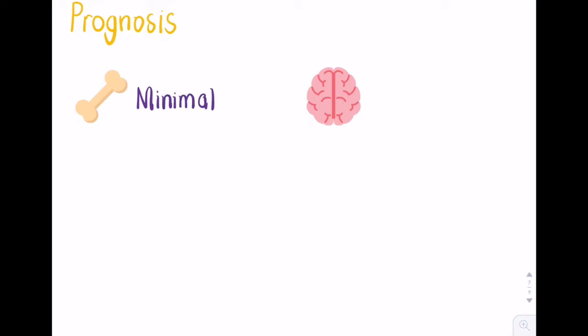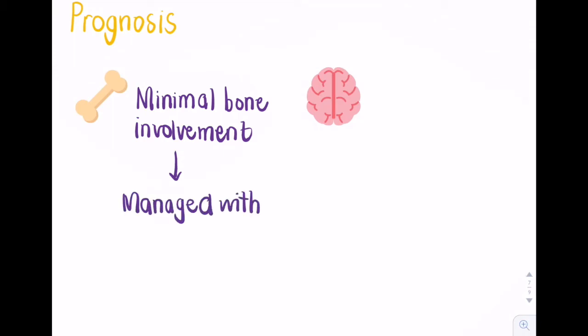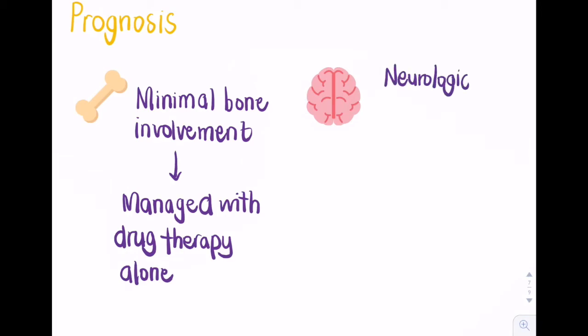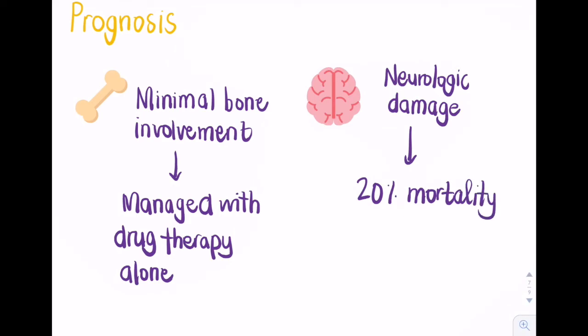For prognosis of TB arthritis, articles have stated that if there is minimal bone involvement, articular disease could be successfully managed with drug therapy alone. It could result in neurologic damage, and in older series, mortality was as high as 20%. Other recent studies stated an almost 80% resolution of even severe cases with appropriate drug therapy.